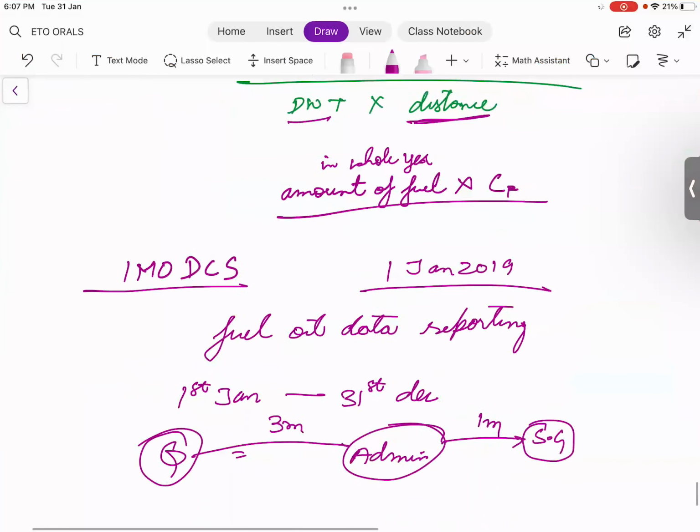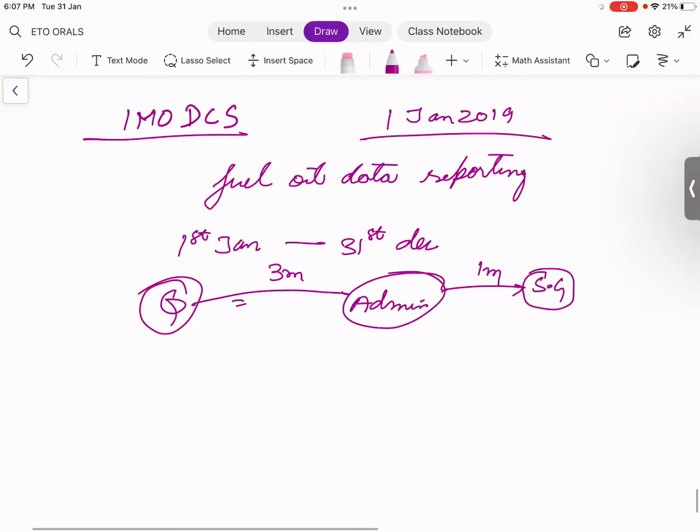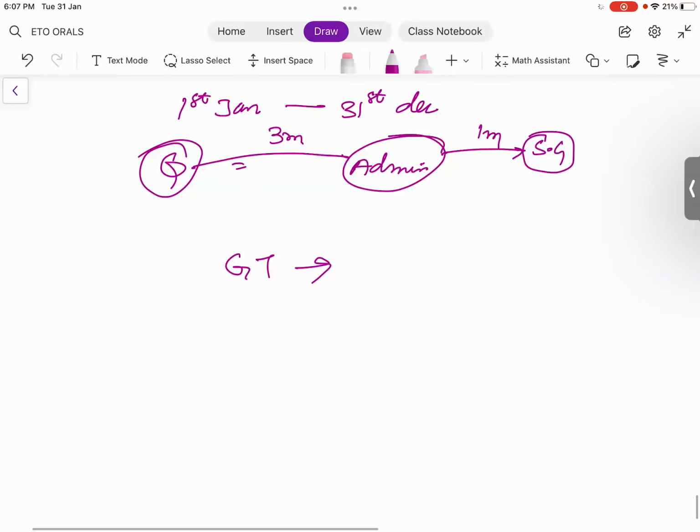CO2 emissions and deadweight, for them we use annual efficiency ratio, right? And for other vessels which are using GT, gross tonnage, working by volume, the unit is CG distance, that is capacity gross ton distance. Okay, these are the units.